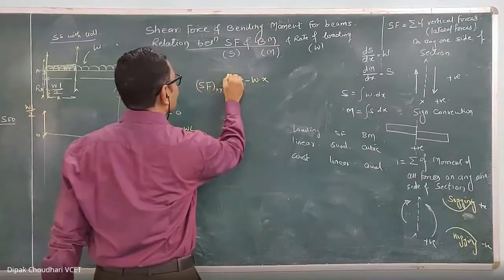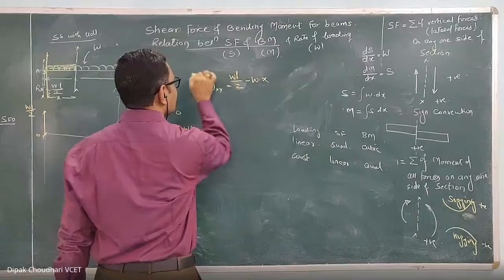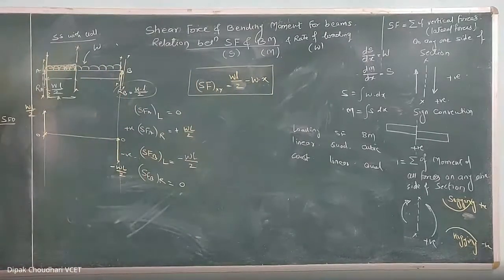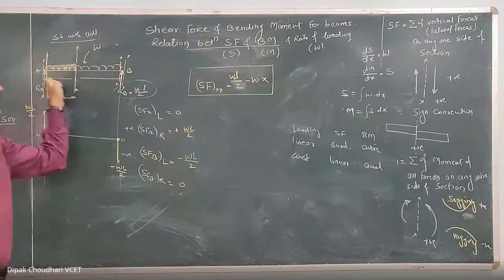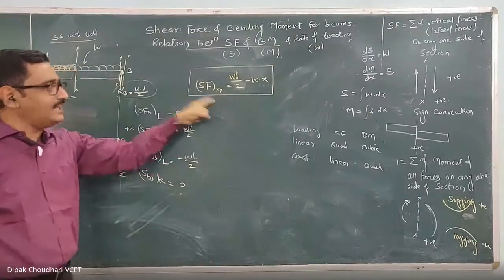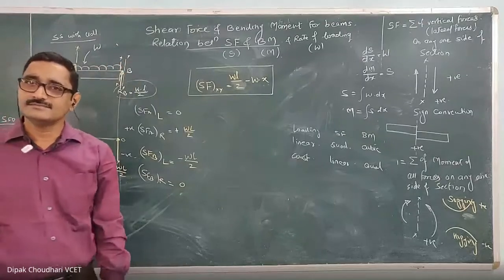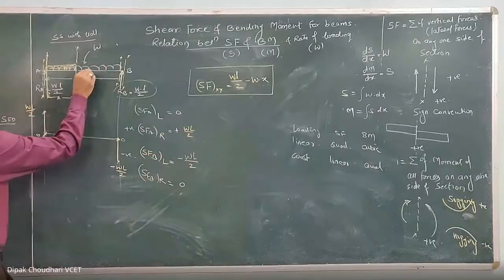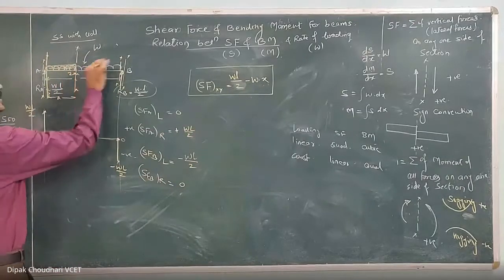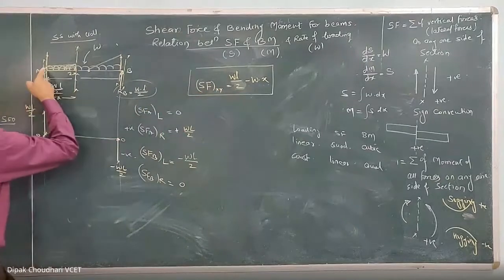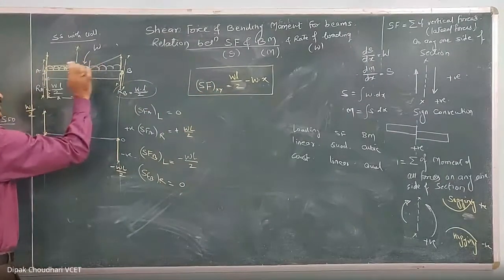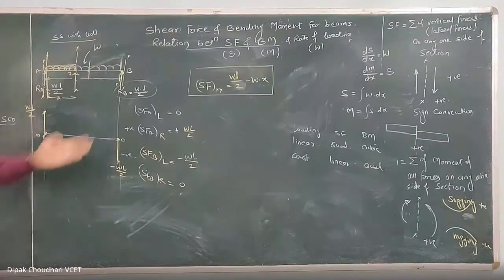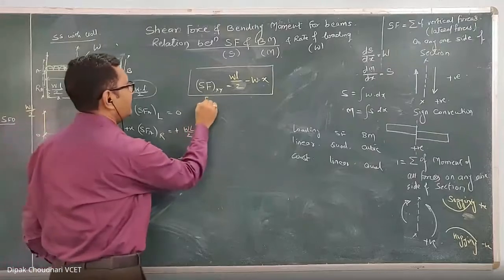If I substitute the value of RA, it is WL by 2. This becomes the equation of the shear force, and loading is continuous from A to B, so this equation is valid from A to B. If after, suppose, 2 meters this load became a UVL, then this equation would not be valid from A to B. It would remain valid only as far as the UDL extends. But here we have considered the complete UDL, so this equation is valid for AB.